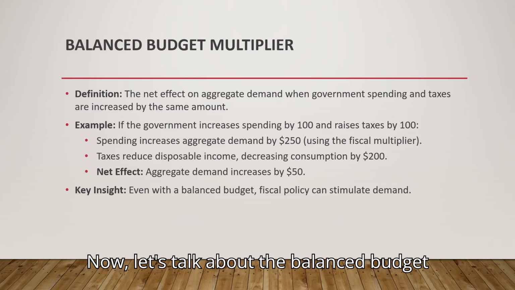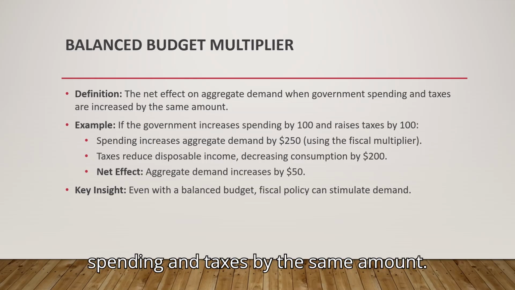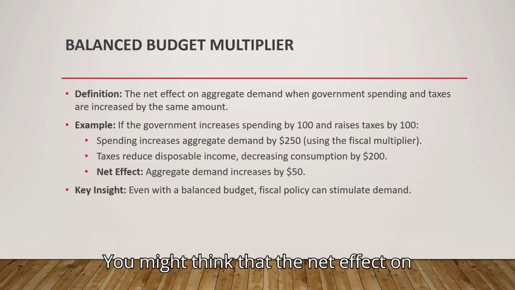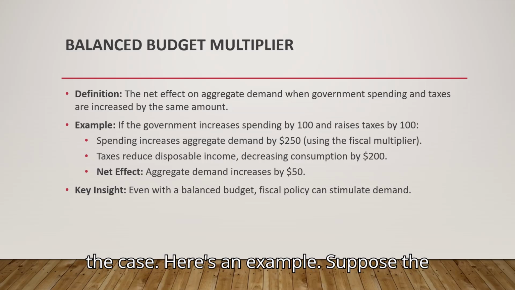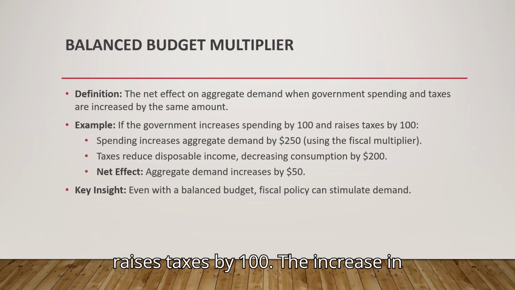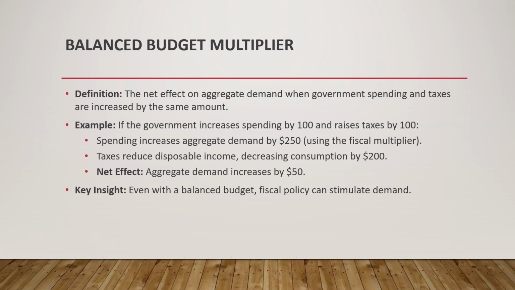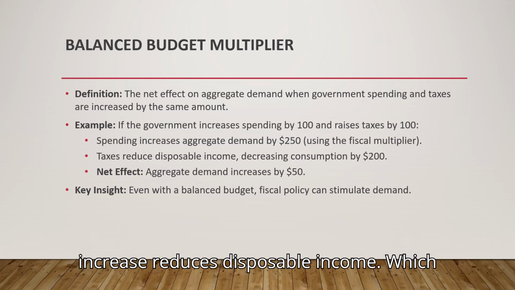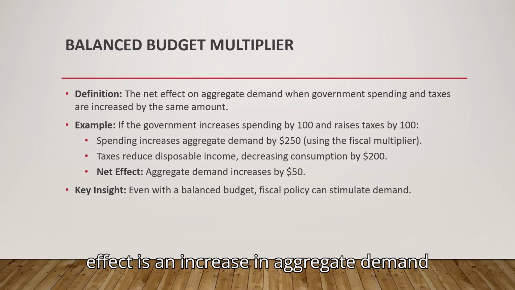Now, let's talk about the balanced budget multiplier. This concept shows what happens when the government increases spending and taxes by the same amount. You might think that the net effect on the economy would be zero, but that's not the case. Here's an example. Suppose the government increases spending by 100 and raises taxes by 100. The increase in spending boosts aggregate demand by 250, using the fiscal multiplier we just discussed. At the same time, the tax increase reduces disposable income, which decreases consumption by 200. The net effect is an increase in aggregate demand of $50.